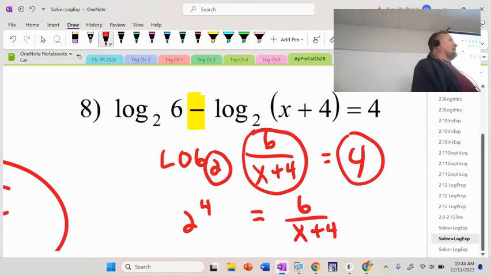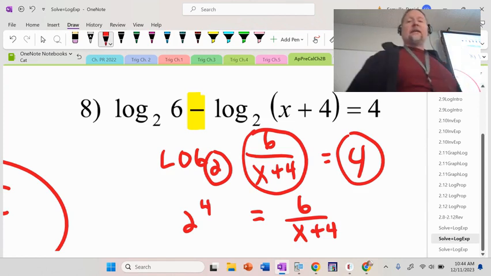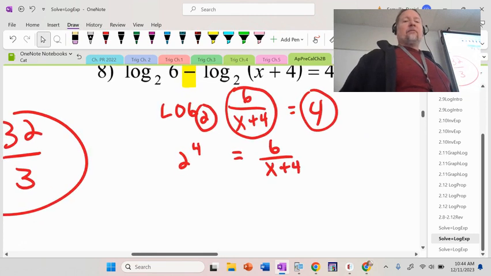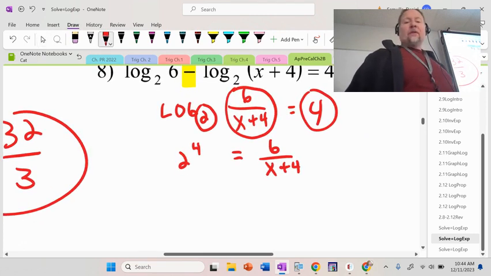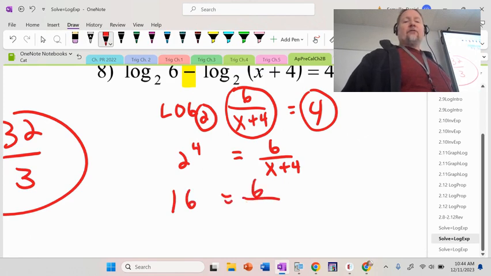You have 2 different logs. I don't have 3 positions. I don't have the base, exponent, answer simplified. What's 2 to the 4th? We already said this number earlier. 16. And then you crisscross multiply.